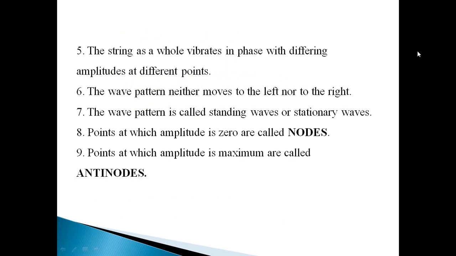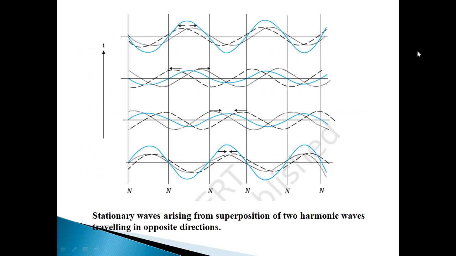Now the string as a whole vibrates in phase with differing amplitudes at different points. So the wave pattern remains stationary. It neither moves to the left nor to the right, and hence it is called standing waves or stationary waves. The points at which amplitude is 0 are called nodes, and the points at which amplitude is maximum are called antinodes. You can see a graphic representation here. The broken line and the dotted lines are the two waves moving in opposite directions.